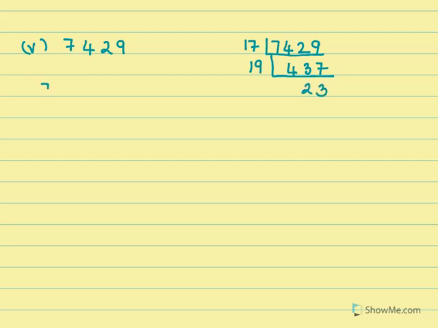Now for the fifth, it was 7429. So 7429 we first will divide by 17, and on dividing by 17 you get 437. 437 you divide by 19, you get 23. So 7429 equals 17 into 19 into 23.